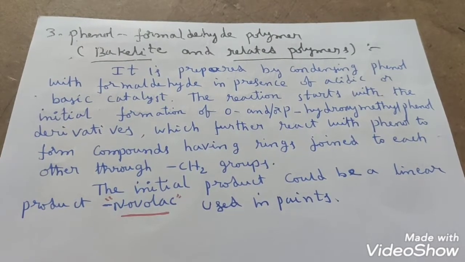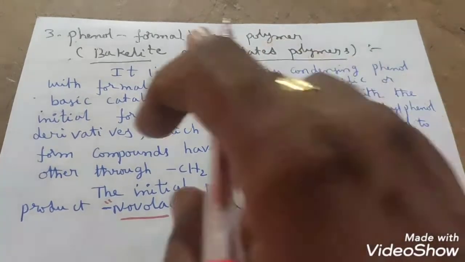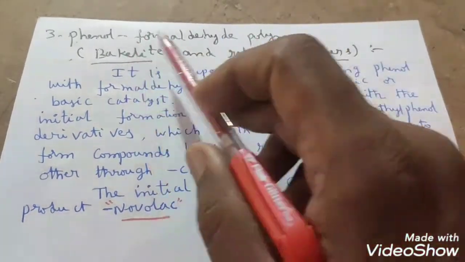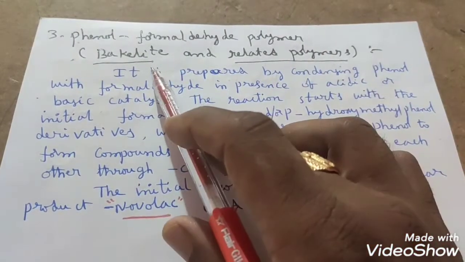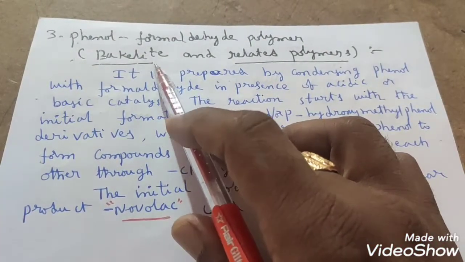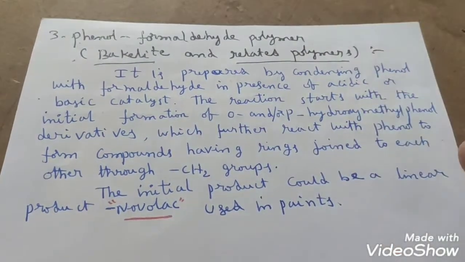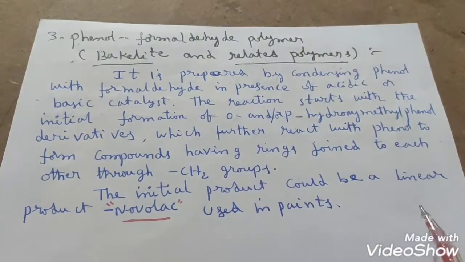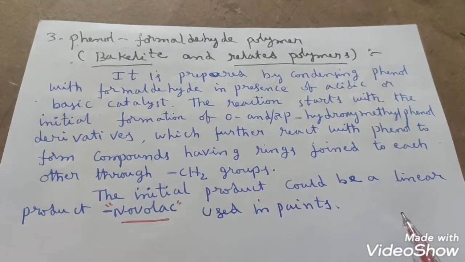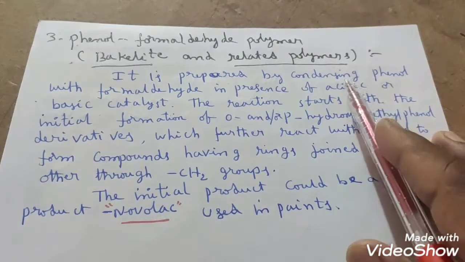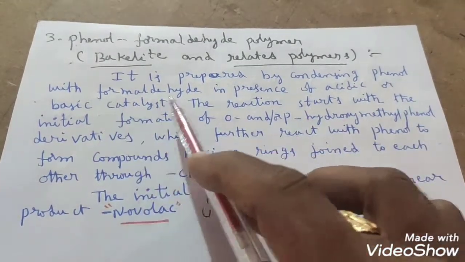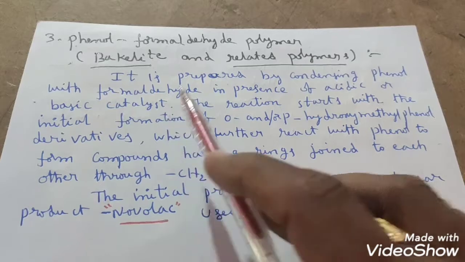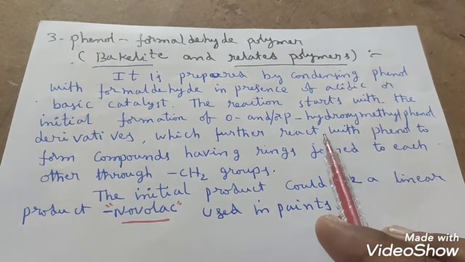The continuation part of polymers, if you observe, phenol formaldehyde polymer. Phenol formaldehyde polymer, which is also called Bakelite, and related polymers, whatever we are getting in the preparation of Bakelite, all those things we will see in this topic, students. It is prepared by condensing phenol with formaldehyde in presence of acidic or basic catalyst.